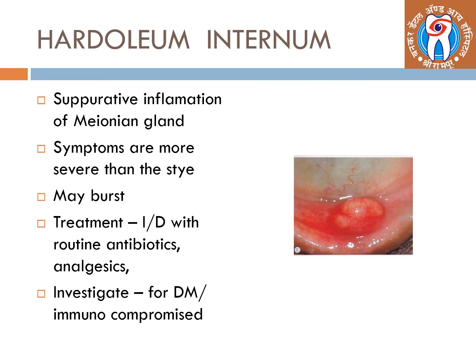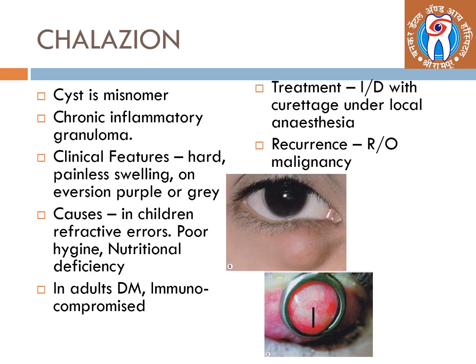Next is hordeolum internum. It is a suppurative inflammation of the meibomian glands. The symptoms are more severe than the stye. Sometimes it may burst, and treatment is incision and drainage along with the routine treatment with antibiotics and anti-inflammatory drugs.